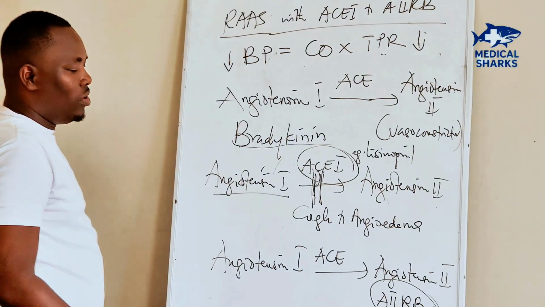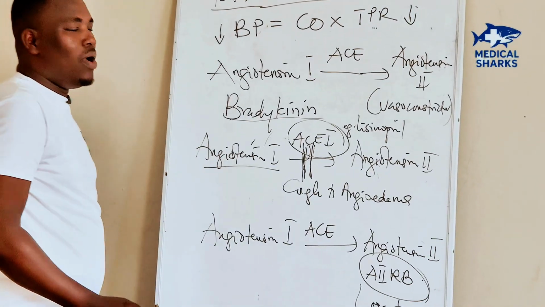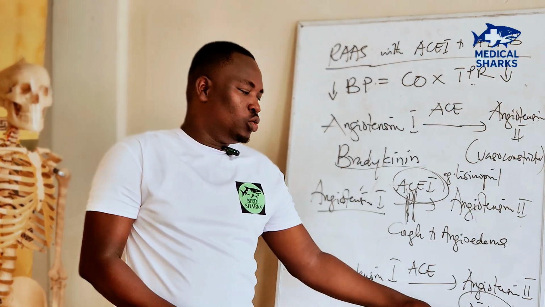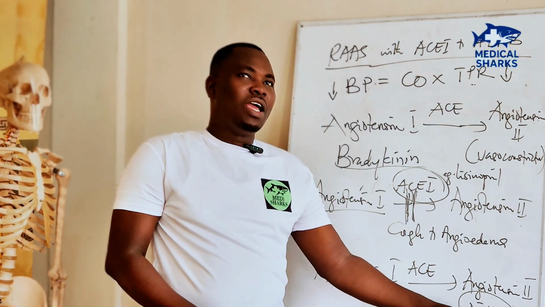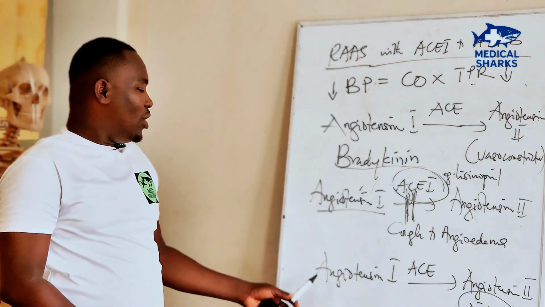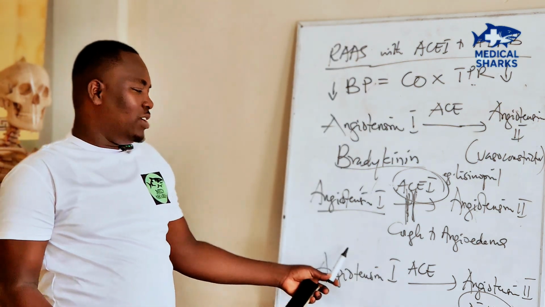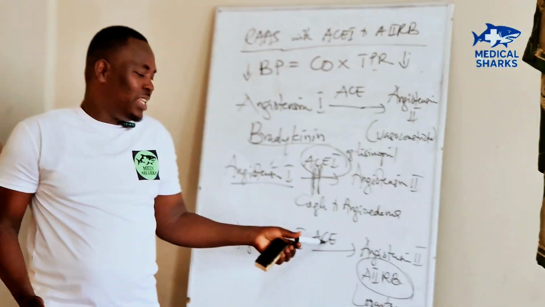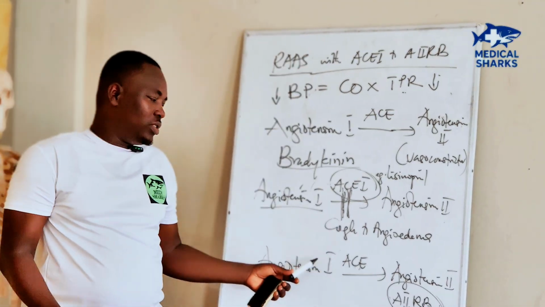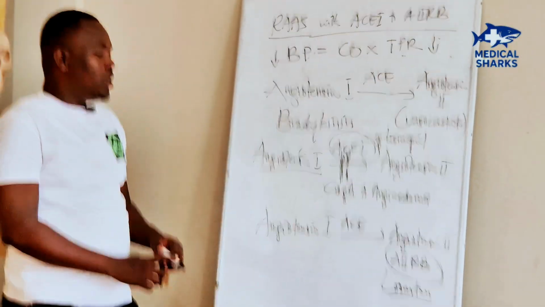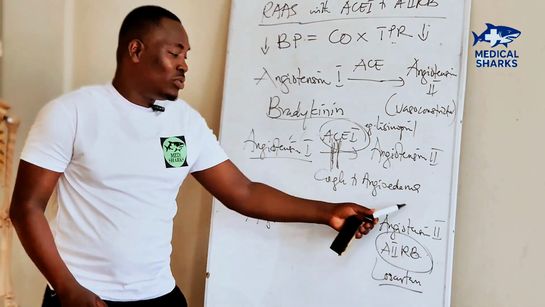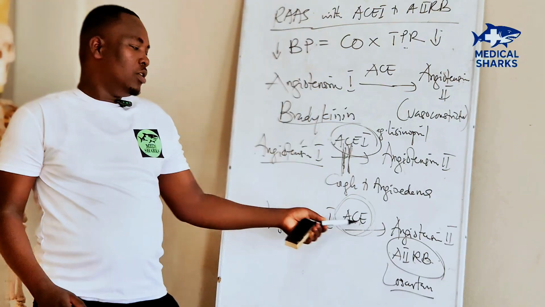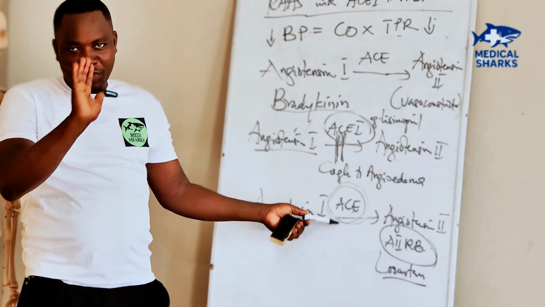Look at the third part. We can give another drug called losartan. And what is losartan? Losartan is an angiotensin II receptor blocker. And what is the work of losartan? It will allow angiotensin 1 to convert to angiotensin 2 because its work is not on the angiotensin converting enzyme. After allowing angiotensin 1 to change to angiotensin 2, there is no accumulation of bradykinin because the pathway is not blocked. So the patient will not cough.